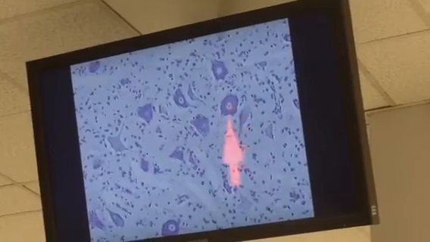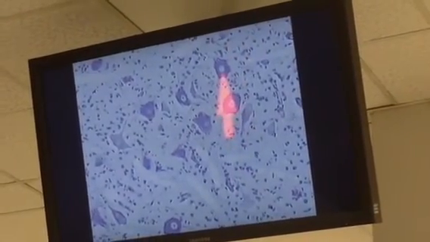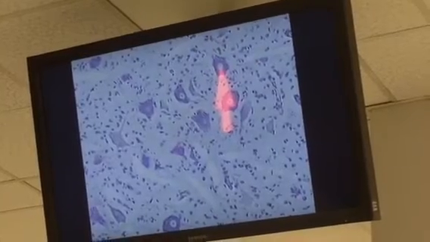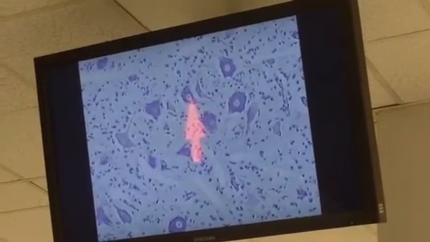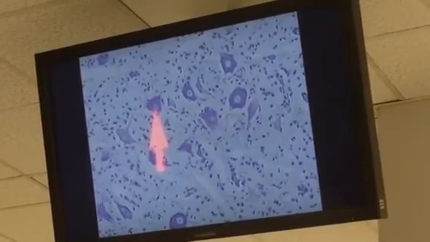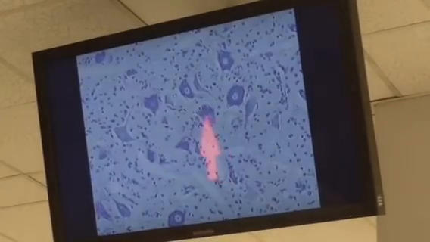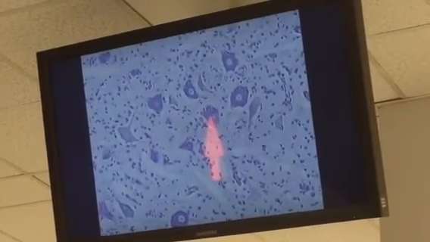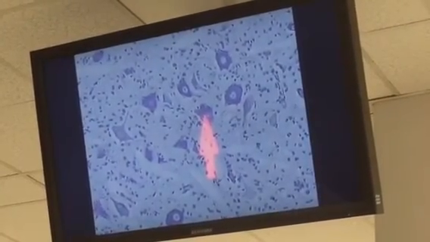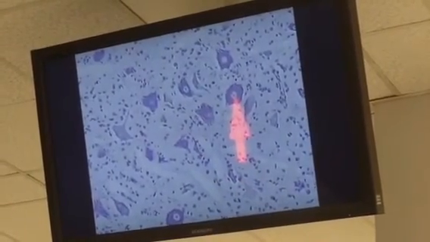So this one has a nice nucleolus. This one's off the center plane, so you don't see the nucleolus even though you see the nucleus. Here's another one right on the center. Here's one off center. You don't even see the nucleus or the nucleolus. Here's one that's very oblique as well. Just see the rough ER. These are the largest neurons in the spinal cord.